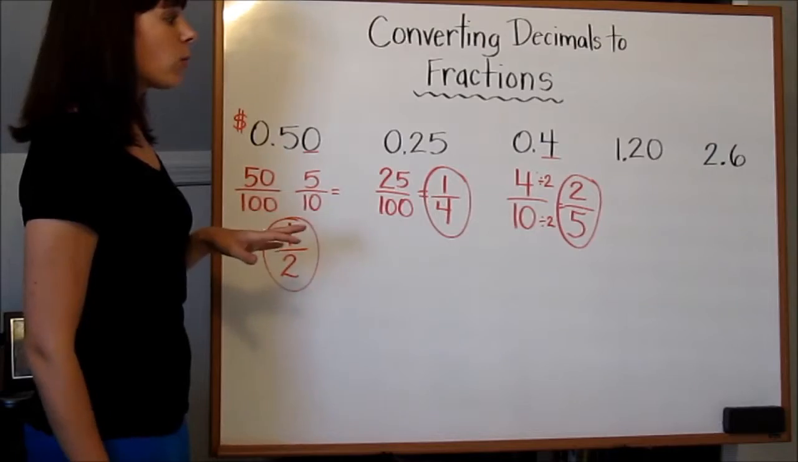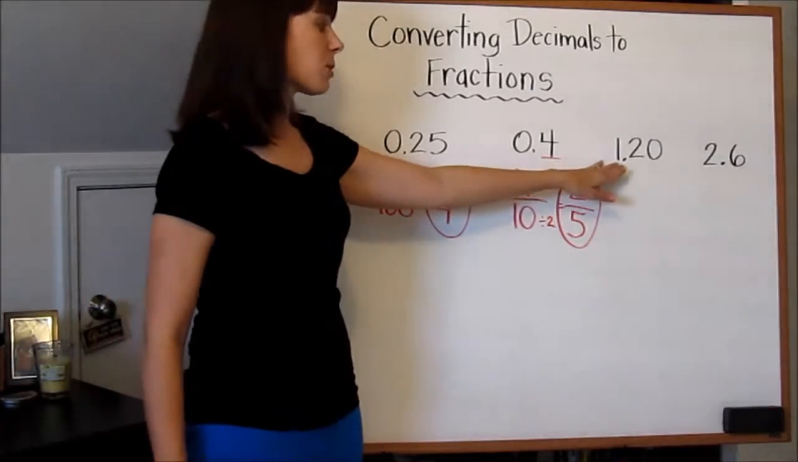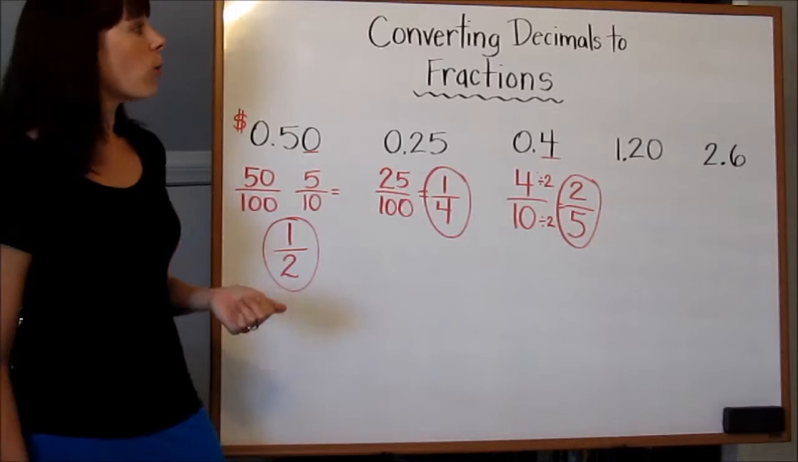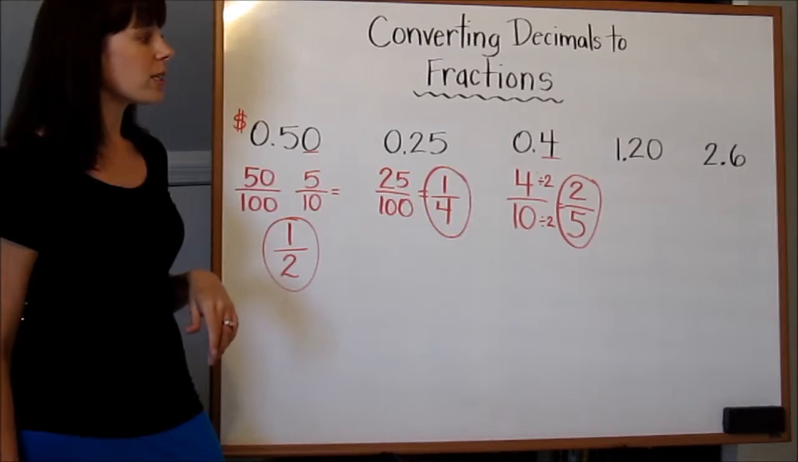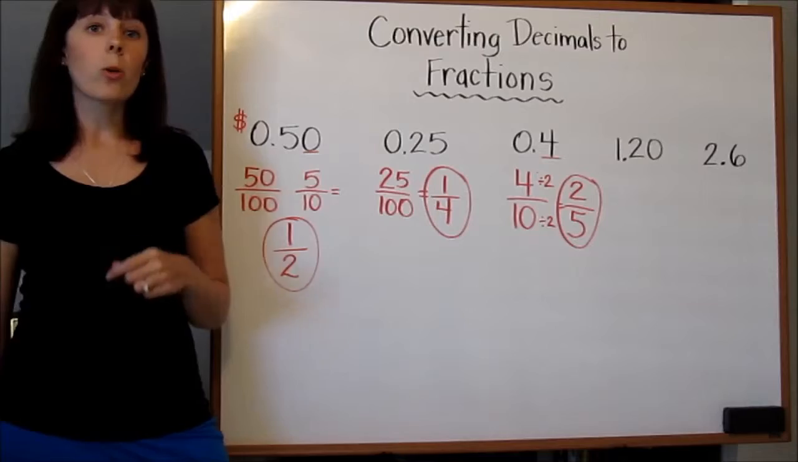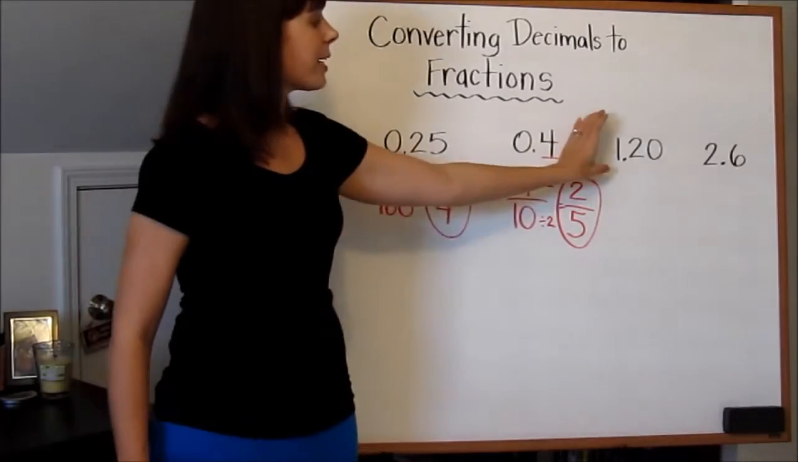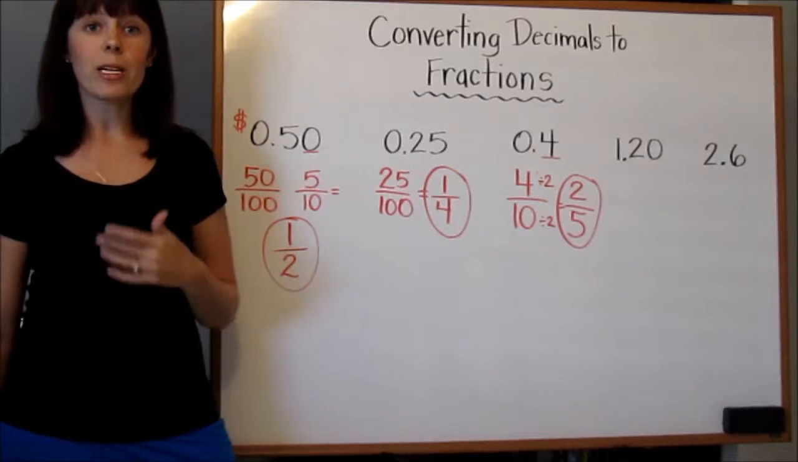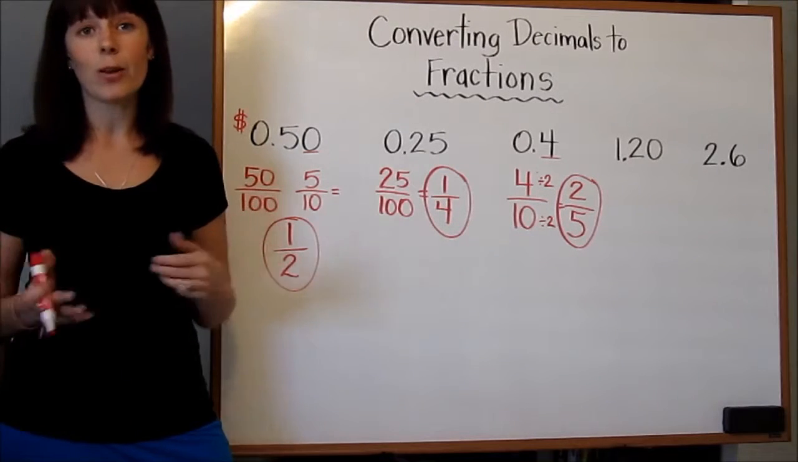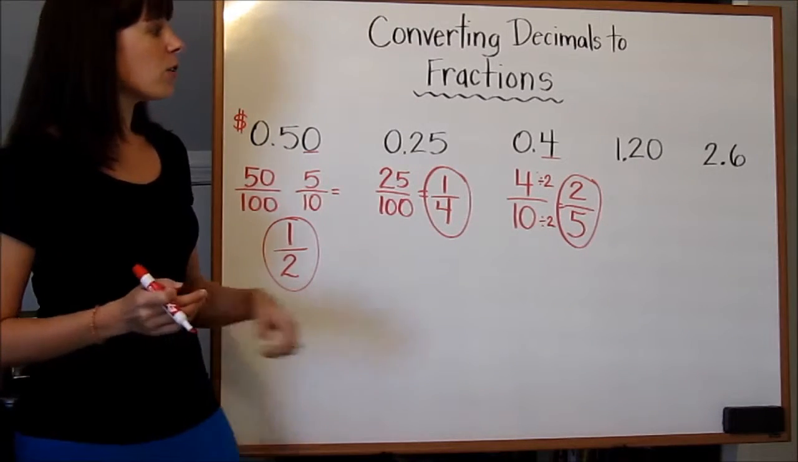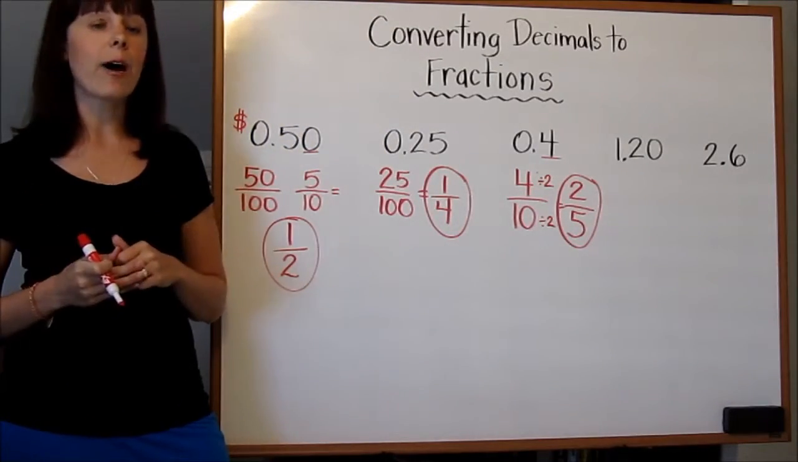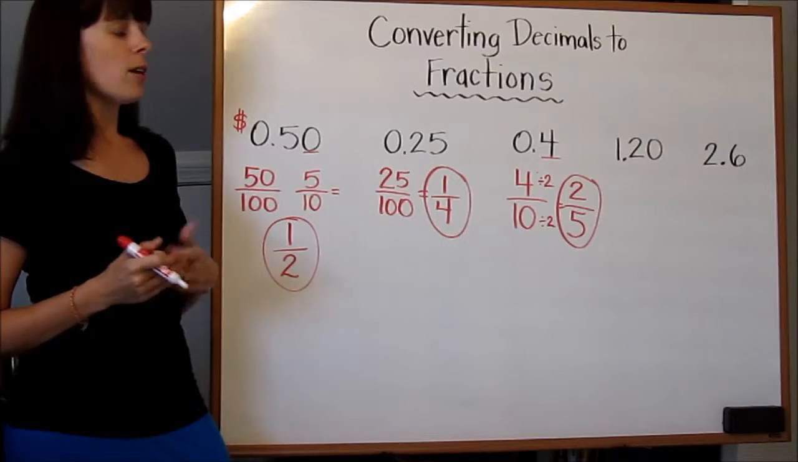Now it changes a little bit when we have a number in front of the decimal, because that means that we also have whole numbers that we have to consider when we are converting our decimals to fractions. So we're going to do two things. We're going to figure out what this decimal is as a mixed number, and then we're also going to convert that to an improper fraction, just so you can see what they both look like. So if I say this out loud, same thing. If you say that decimal out loud, 1.20, what would you say?